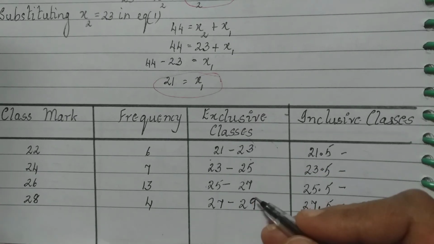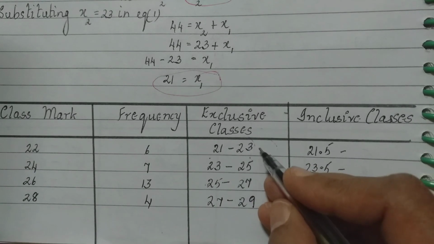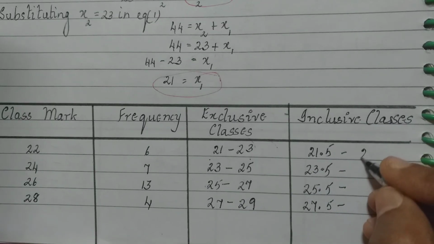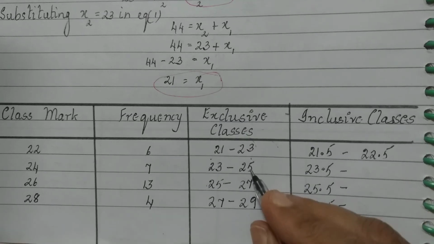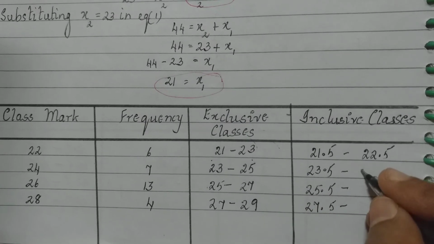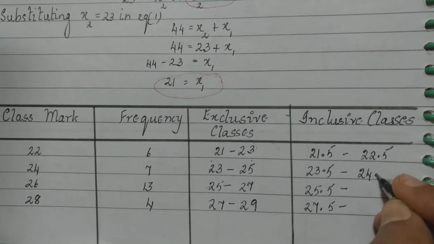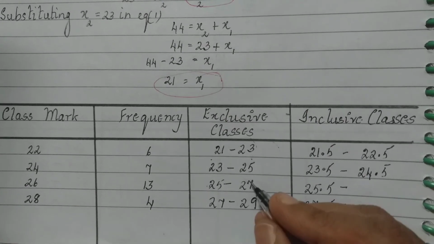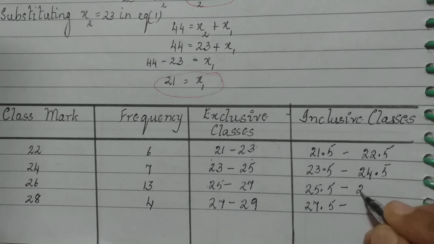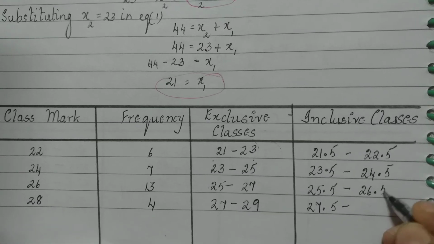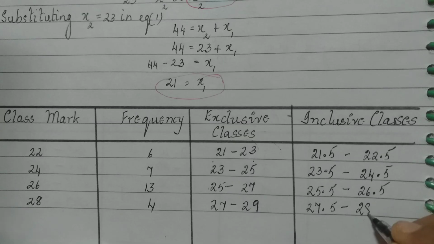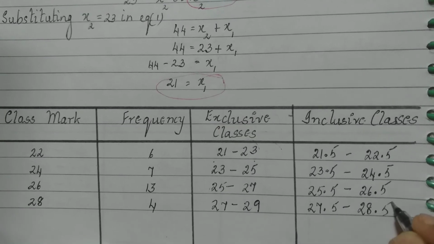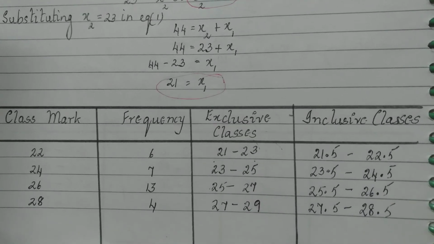Now from the upper class limit we have to subtract 0.5. So this becomes 22.5. And here 25 minus 0.5 is 24.5, 27 minus 0.5 is 26.5, and 29 minus 0.5 becomes 28.5. So we have completed now both the exclusive and the inclusive classes.